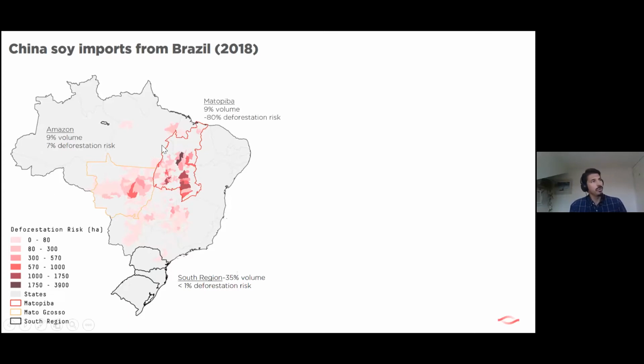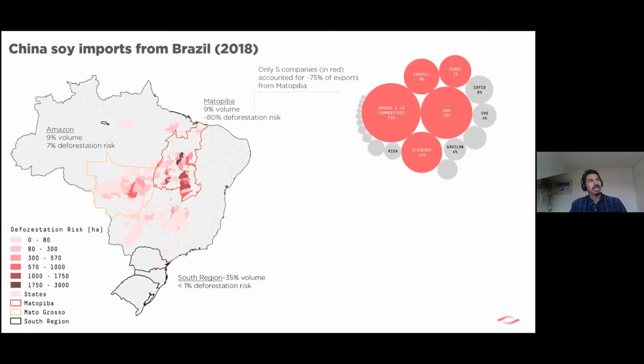But then when we look at this region here in red, which is called Matopiba, we see that although only 9% of the volume came from this region, actually it accounted for 80% of the deforestation associated with the soy that China was importing. And if we go one step further, then we can see which are the companies that are trading from these areas, this specific area in Brazil. So only 5 companies accounted for 75% of exports from this region in Matopiba here in Brazil, where the deforestation risk is really concentrated, directly to China.